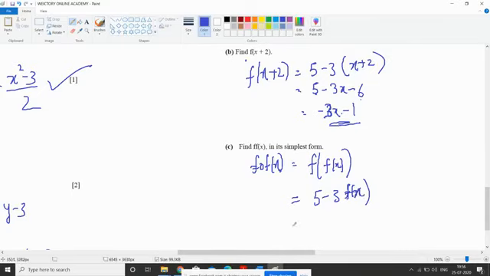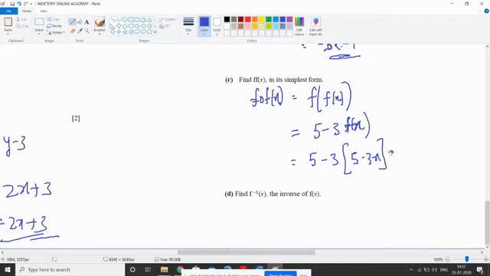Now the next step is replace f(x) here. So f(x) was 5 minus 3x. Now just simplify it. So 5 minus 15 plus 9x. Minus 3 into 5 is minus 15, minus 3 times minus 3 becomes plus 9. So you will get 9x minus 10. That's the answer.